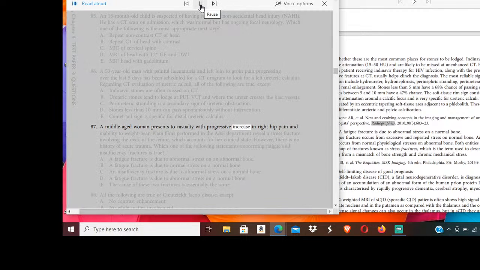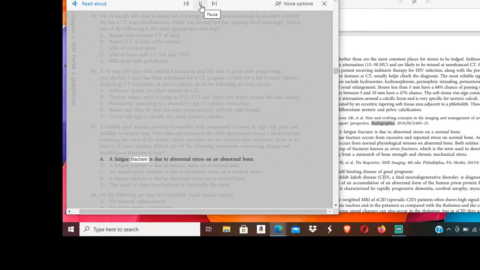Casualty with progressive increase in right hip pain and inability to weight bear. Plain films performed in the A&E department reveal a stress fracture involving the neck of the femur, which accounts for her clinical state. However, there is no history of acute trauma. Which one of the following statements concerning fatigue and insufficiency fractures is true?